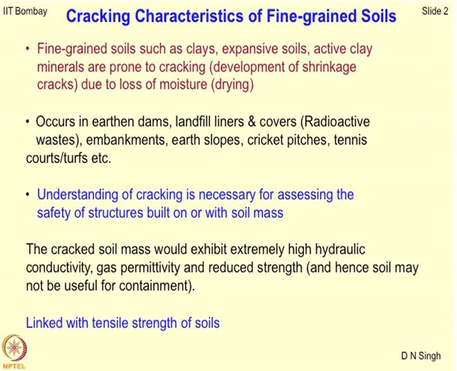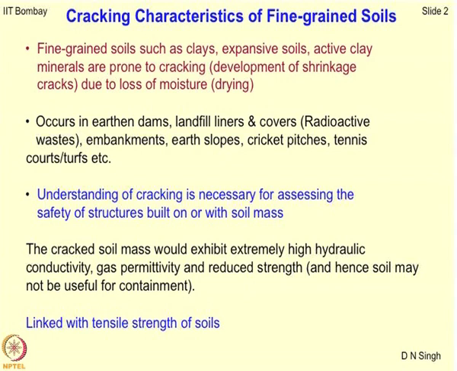landfill liners, their covers where you are dumping radioactive waste, embankments, earthen slopes, cricket pitches, tennis courts, turfs and so on. And all these situations force us to understand the basic mechanism of the cracking phenomenon, so that we can assess the stability and the safety of the structures which are coming up on such type of soil masses. So it so happens that the cracked soil mass would always exhibit extremely high hydraulic conductivity, gas permittivity and reduced shear strength, and hence the soil may not be useful for containment purposes.